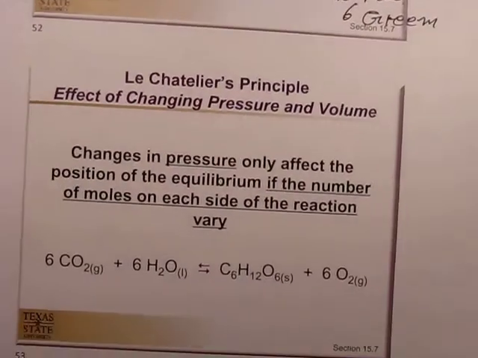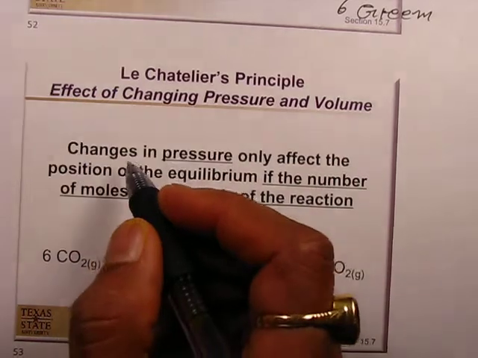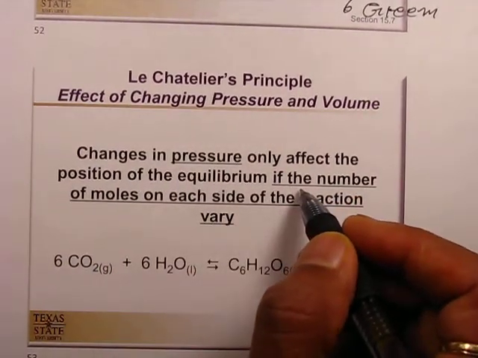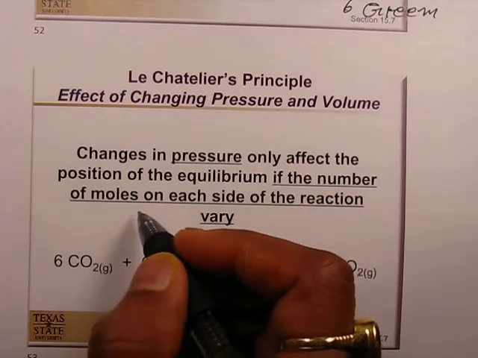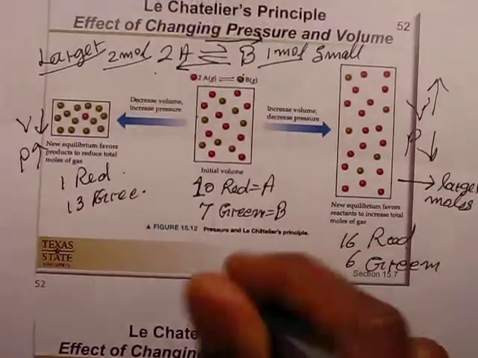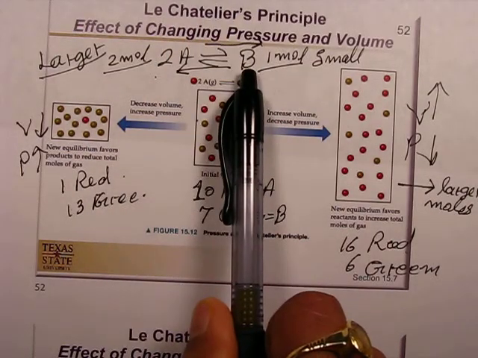Let's take one more example. According to Le Chatelier's principle, change in the pressure and volume affect only the position of the equilibrium if the number of moles on each side of the reaction varies. That is why I was saying you have to consider how many moles on the reactant side and how many moles on the product side.